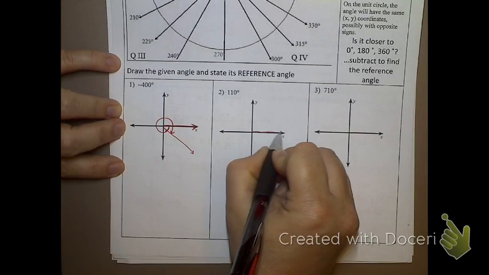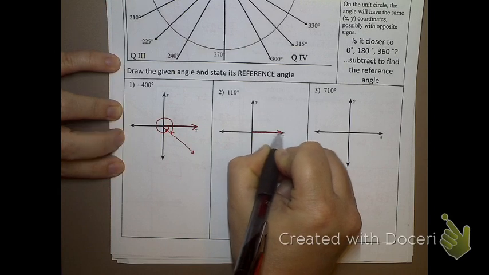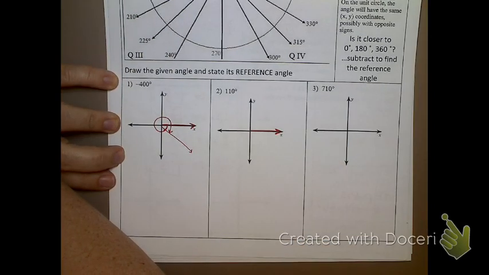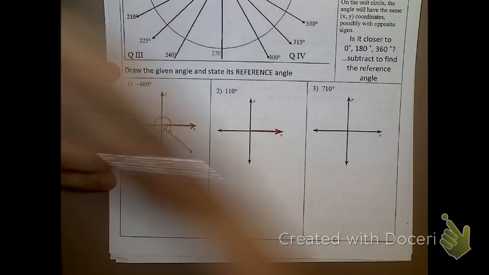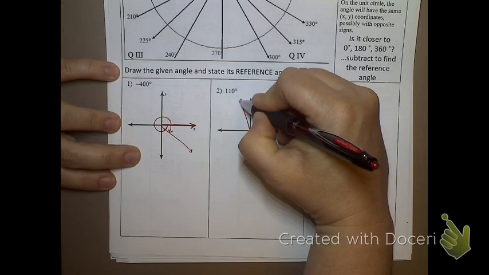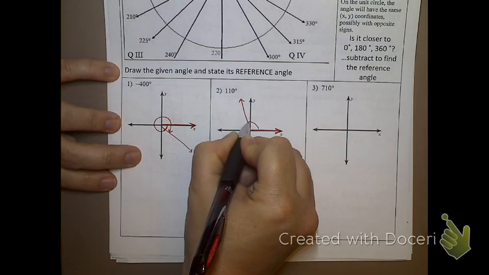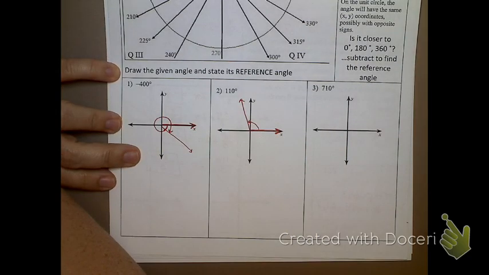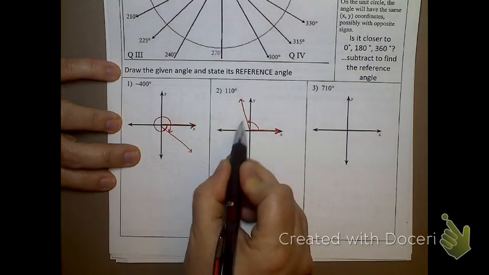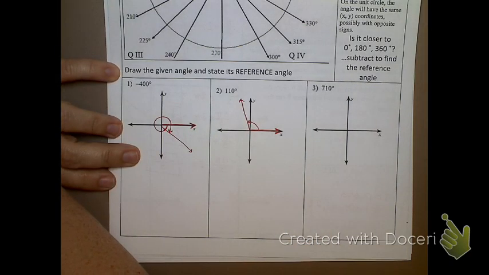110. Again, here's my initial side, right there. What quadrant is my terminal side in? Quadrant 2. And where is the terminal side in quadrant 2? Is it in the middle? A little bit closer to the x-axis? A little bit closer to the y-axis? It's pretty close to the y-axis. It's going to be right about there. And again, I have to do this to show that I'm talking about that angle and not the negative angle that is coterminal.